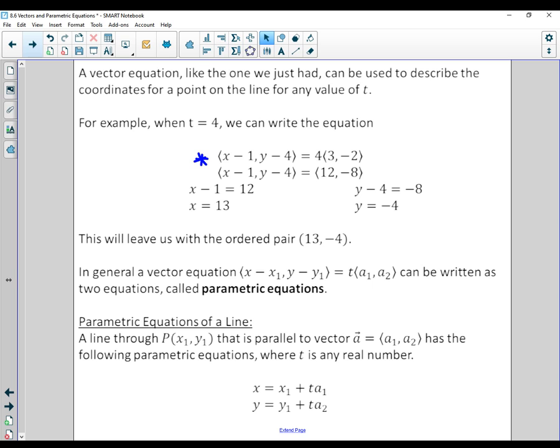So when you say the ordered pair (13, -4), we could say that's a position, and it just depends on what you're talking about.